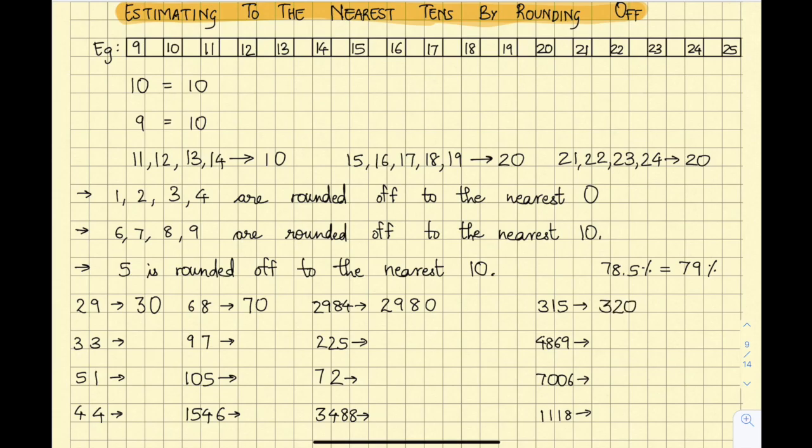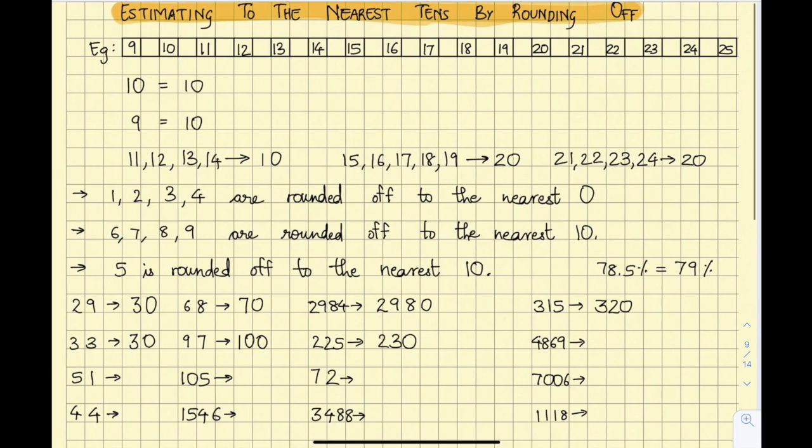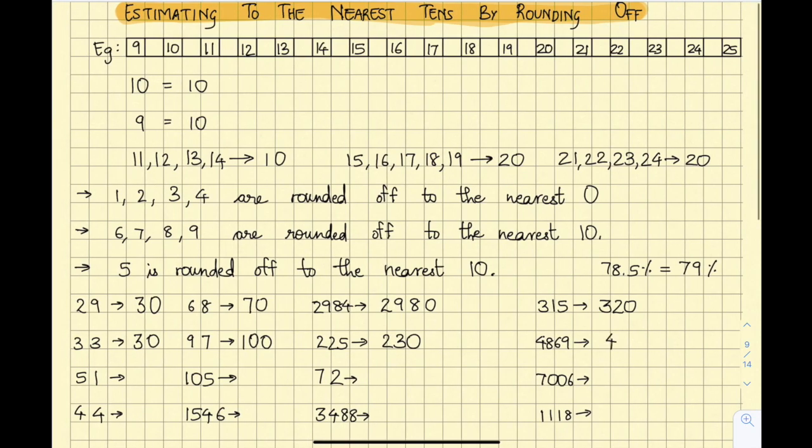33, you have 3 here, so this will be rounded off to the nearest 0, that is 30. 97, when you see 7, it is rounded off to the nearest 10. So 97 will be rounded off as 100. Then you see 225, where we have 5. So 5 is rounded off to the nearest 10, so we round it off as 230. Then you see 4869, where you see 9. If there is 9, it is rounded off to the nearest 10, so you will round it off as 4870.